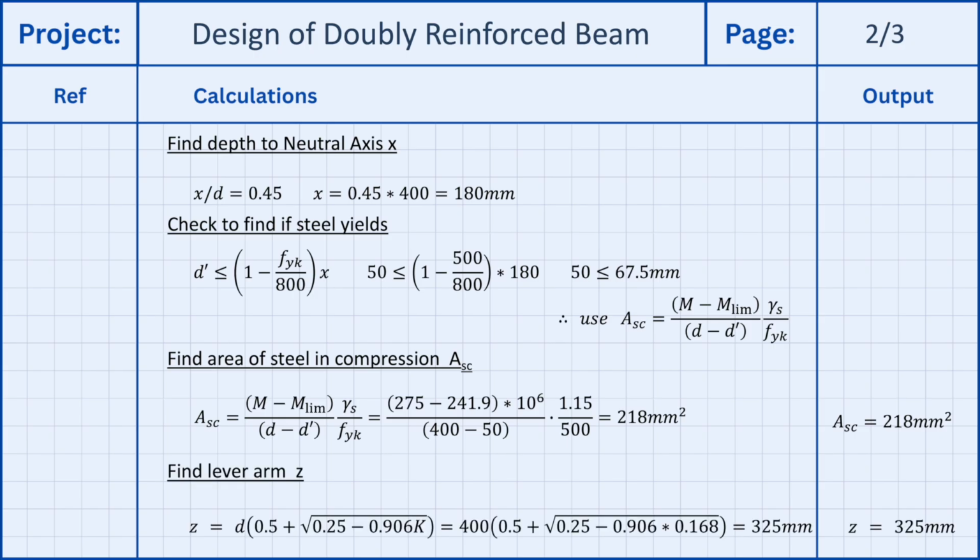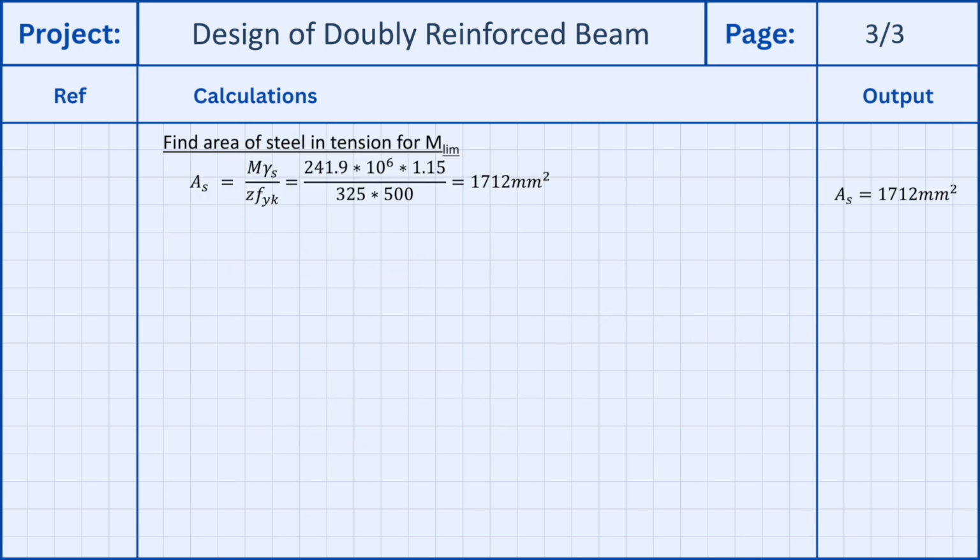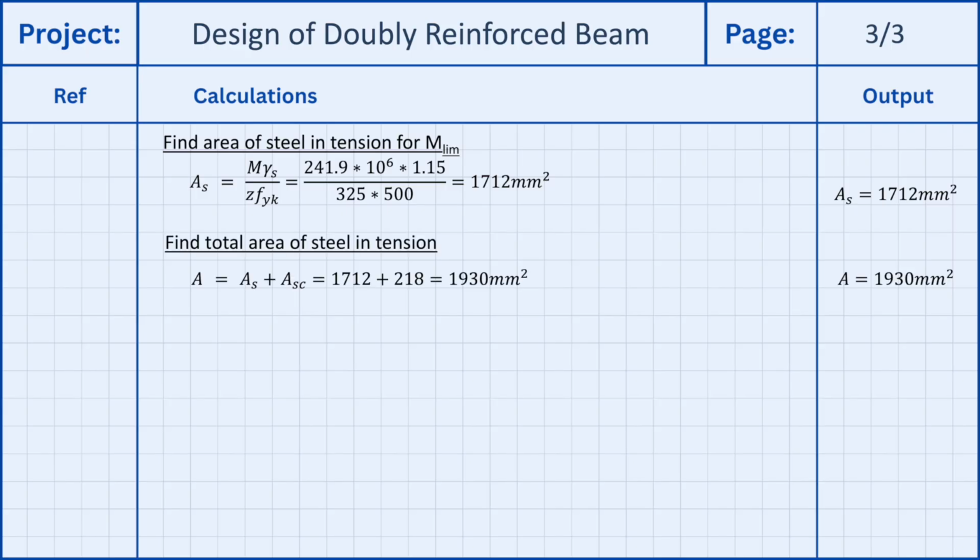The lever arm z that corresponds to that limit value of K works out as 325 millimeters. The area of the bottom steel As required to carry the limiting moment is found using this formula, and if we calculate everything, we find that it is 1,712 square millimeters. The total area of the steel at the bottom of the section is the sum of the tension steel As and the compression steel Asc. If we calculate it, it works out as 1,930 square millimeters.